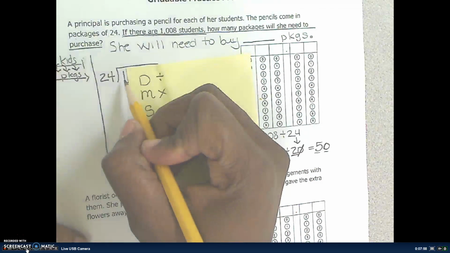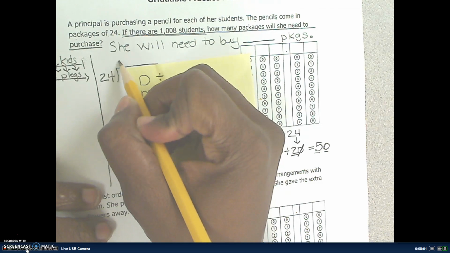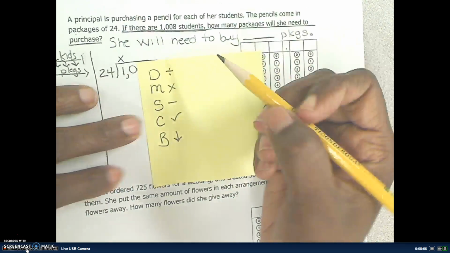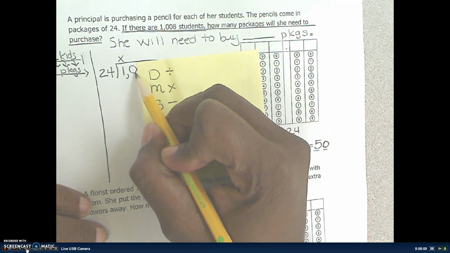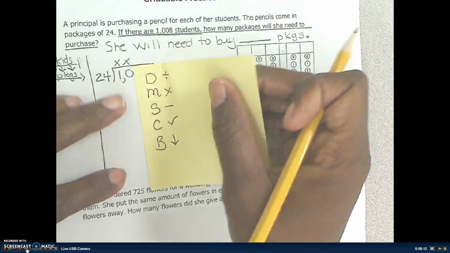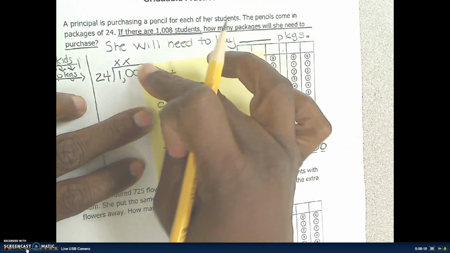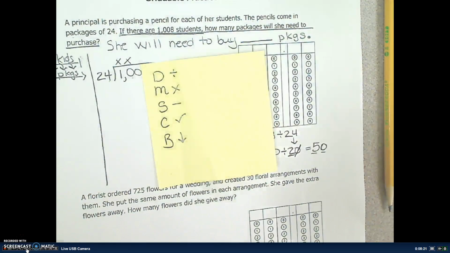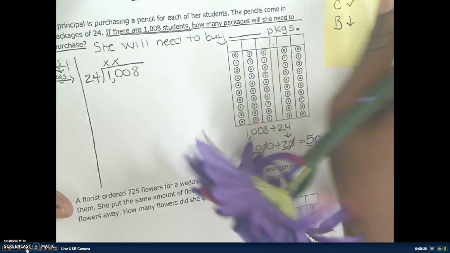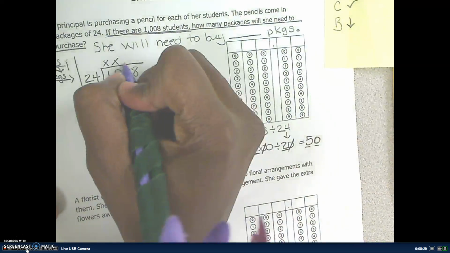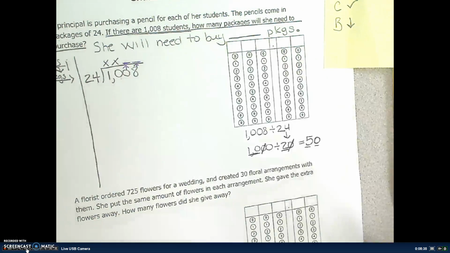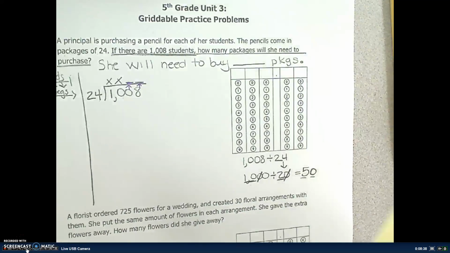Can I make a group of 24 out of 1? Nope. So I'll put an X. And I just move 1 place over. Can I make a group of 24 out of 10? Nope, still too small. So I put an X. Can I make a group of 24 out of 100? Yes. And my goal is to find out how many groups I can make out of 24. And also, looking at our estimation, we know we should have 2 digits in our quotient. So look, there should be a digit over the 0 and a digit over the 8. 2 digits. All right, let's go ahead and start solving it.